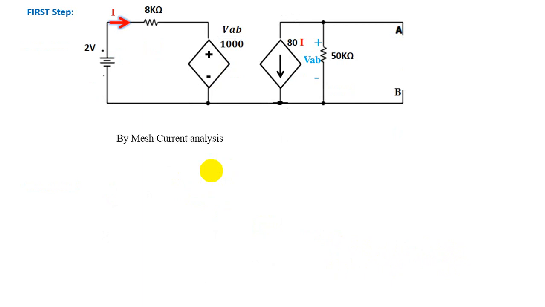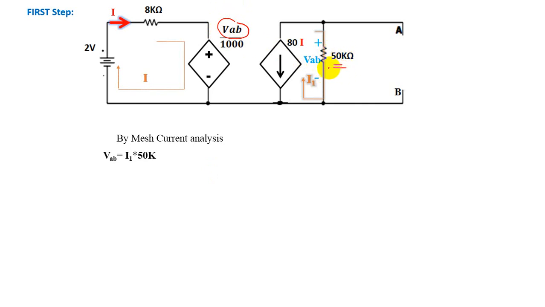So let's solve this by mesh analysis. When you apply KVL in this mesh to find current I, this is our equation. But before that, what exactly is this VAB? We need to unbox what exactly this VAB is. This VAB is nothing but the voltage drop across this 50K.